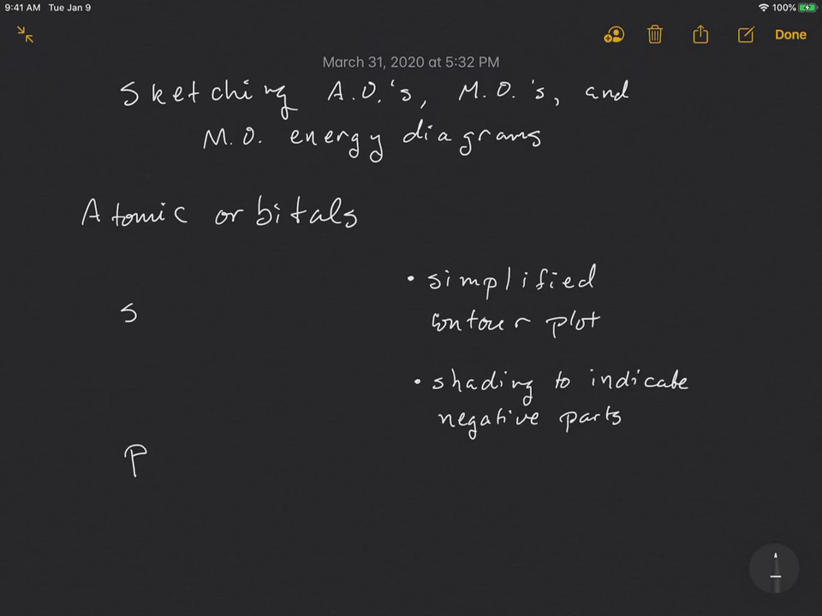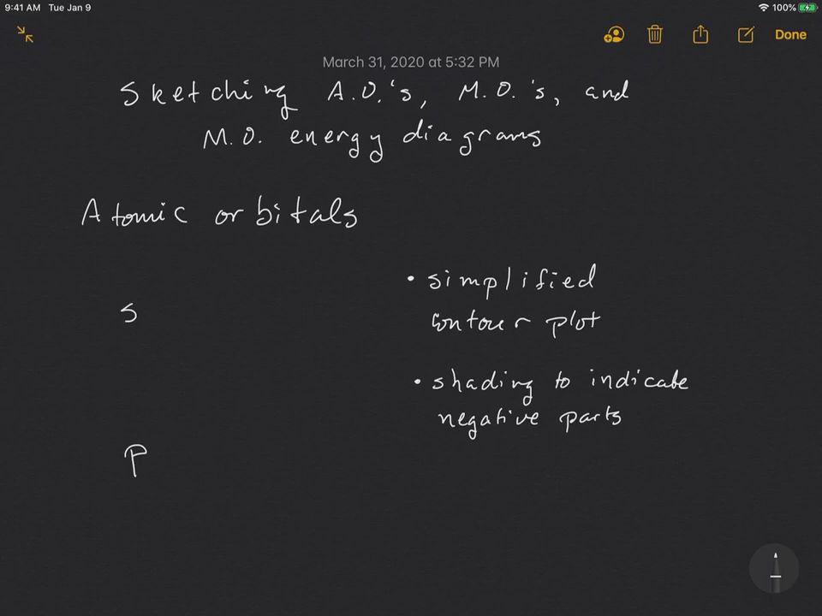Okay, this next video lecture will be on sketching atomic orbitals, molecular orbitals, and molecular orbital energy diagrams. We'll start off by talking about atomic orbitals. Atomic orbitals are represented using a simplified contour plot, using shading to indicate the negative parts of the wave function.